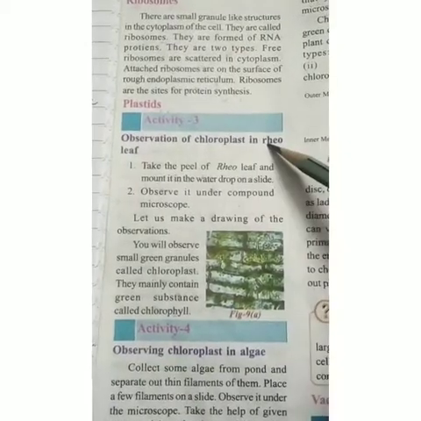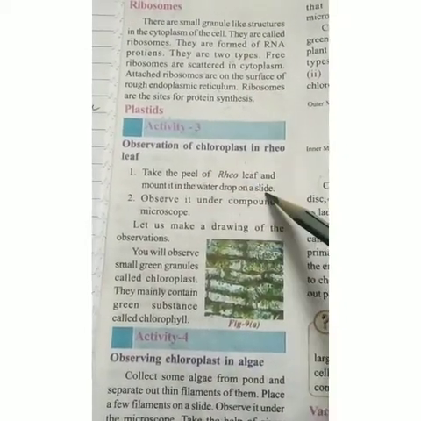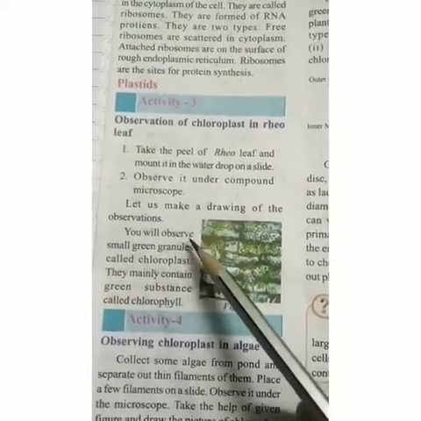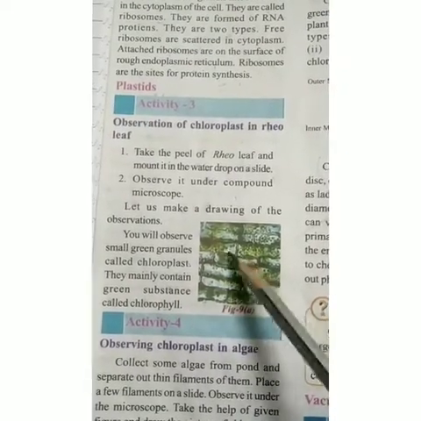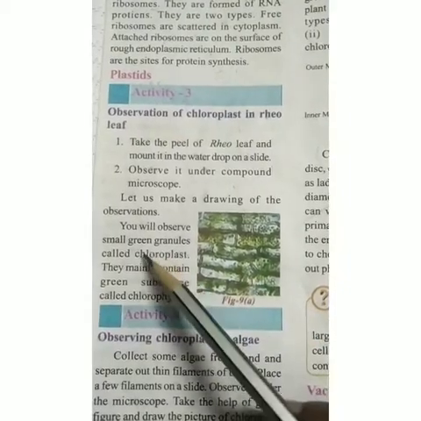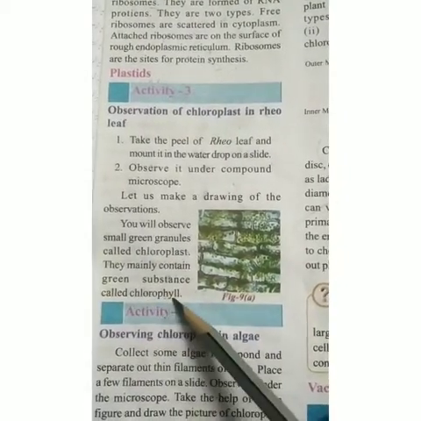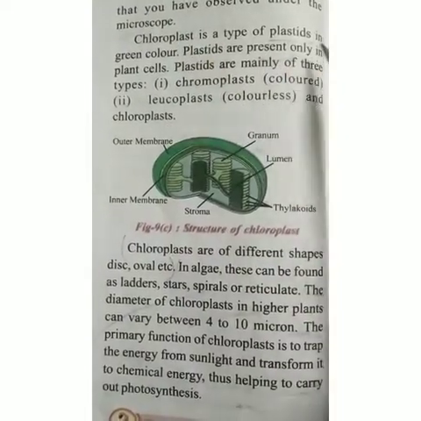The observation of chloroplast in Rhoeo leaf. You have to take the peel of a Rhoeo leaf and prepare a slide. Then you have to observe it under the microscope. You will observe small green granules called chloroplasts. See here, green granules. They mainly contain a green substance called chlorophyll. Chloroplasts contain a green colored substance, that is chlorophyll. See here, chloroplast is a type of plastid.